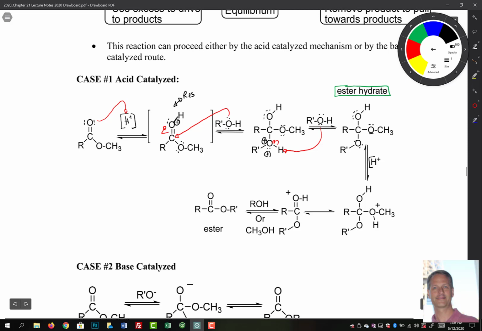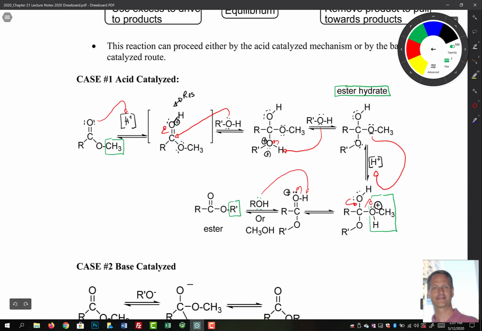Now we're going to come over and grab another H. Okay, so as we do that, we'll get a formal charge on that oxygen there. And then what's going to happen next is we're going to take a set of electrons from up here, and then we're going to kick off that group right here. That'll be methanol there. That'll give us a positive charge on this intermediate, and then we're going to use one of the alcohols to come over and grab a hold of that H, and that'll give us our neutral product here. So in the end, we end up getting a different ester. So notice here that CH3, the R group, has been replaced with the R prime group.